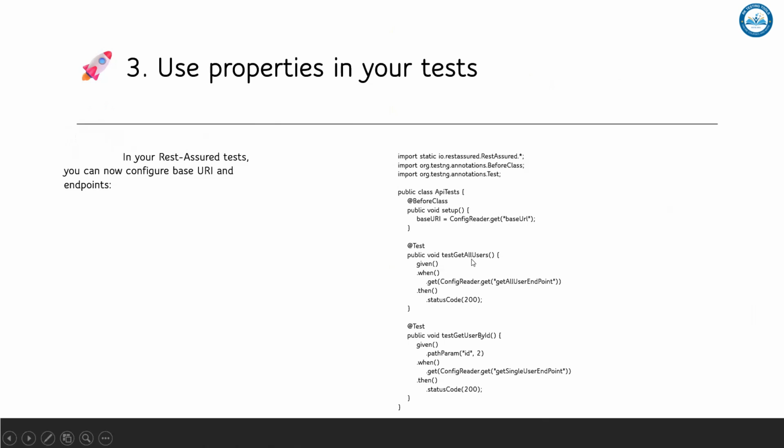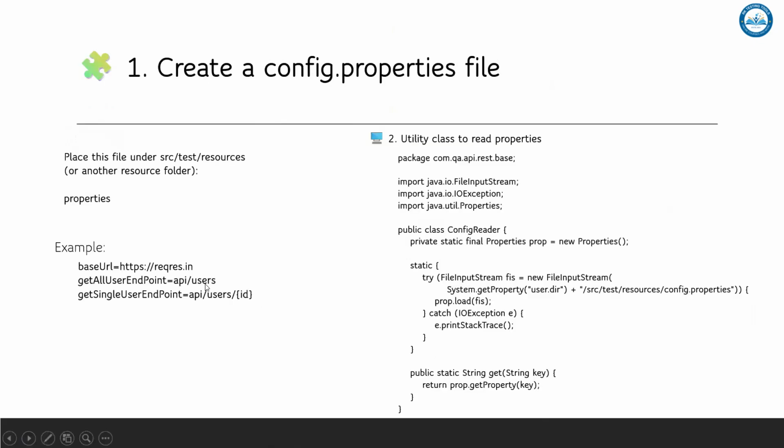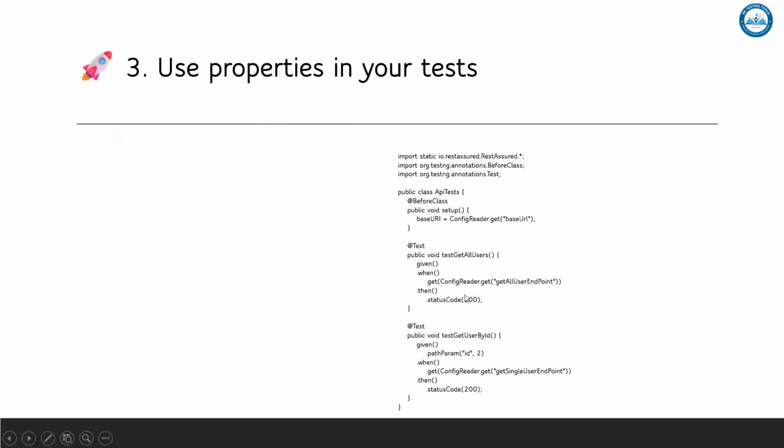Test get all users. Okay. So given dot when dot get config reader dot get of, this is your sub URL, I mean, this is a resource URL. This is the one, API users. This is how you can get all your users. Dot then dot status code 200. And get user by ID.